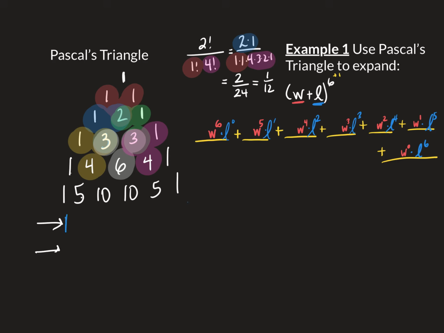1 here, 1 here. 1 plus 5 is 6. 5 plus 10 is 15. 10 plus 10 is 20. 10 plus 5 is 15. 5 plus 1 is 6.